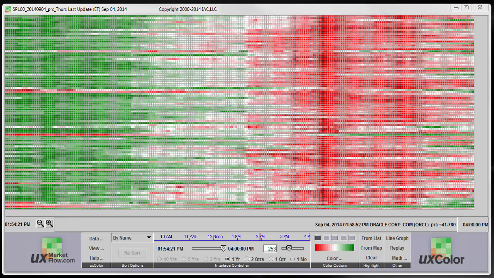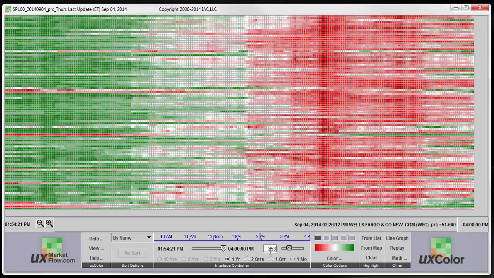I want to do some studying with you in the uxColor map from the uxMarketFlow Pro products, and this is an intraday map. So this is the S&P 100, and this is September 4th. In this intraday map that's in the Pro product line, intraday history, each row is a stock and each column is a 30-second price value. And we're looking at the afternoon.